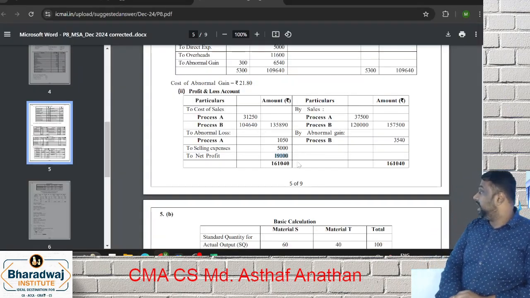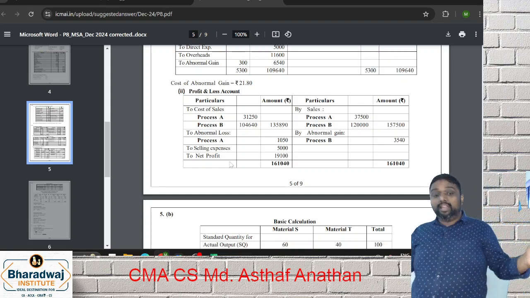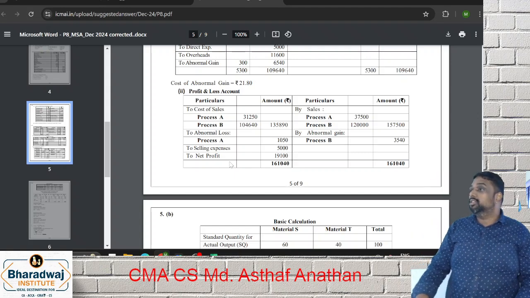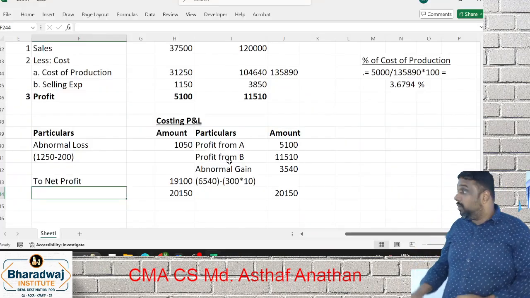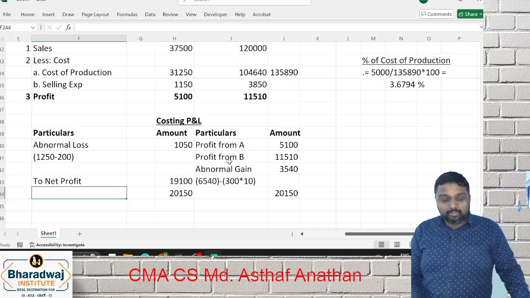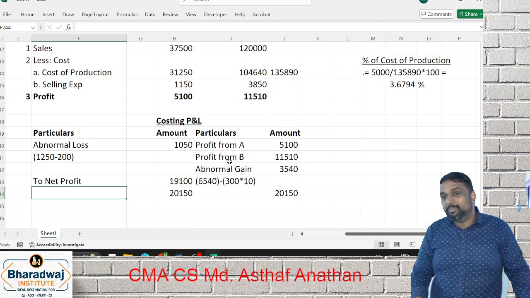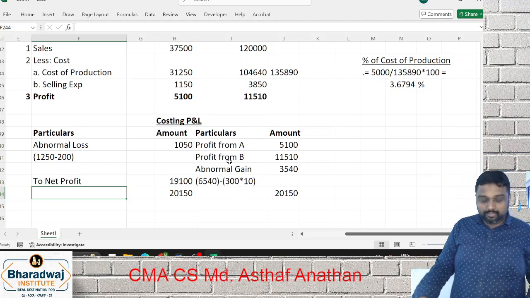See, this 19,100 net profit also. So I am just showing that alternative answer. That means general costing P&L also. But we did it in a shortcut method. But if you want to prepare this, you can prepare this method also. With this, the question is over.